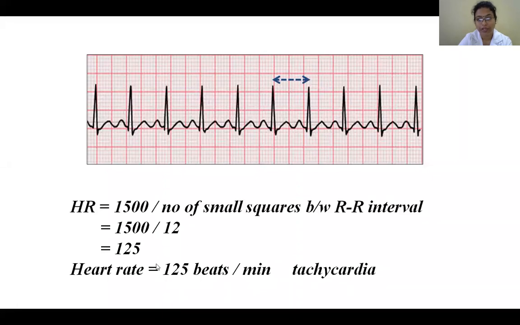As we know, if the heart rate increases more than 100, that is known as tachycardia. The normal heart rate ranges between 60 to 100 beats per minute. So as this is 125, this is a strip of sinus tachycardia and the rhythm is regular.